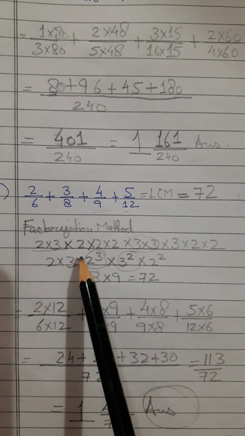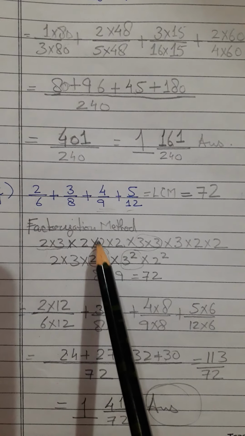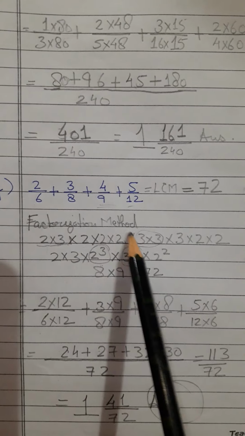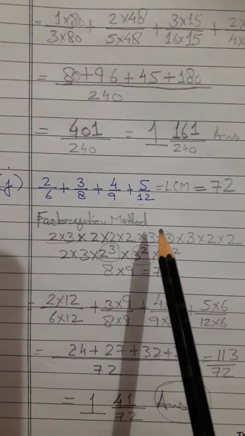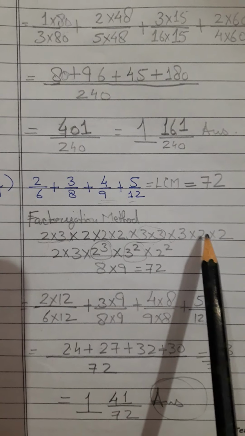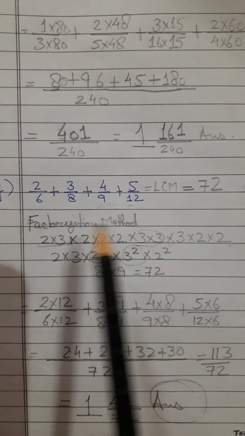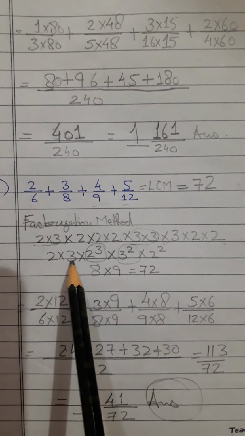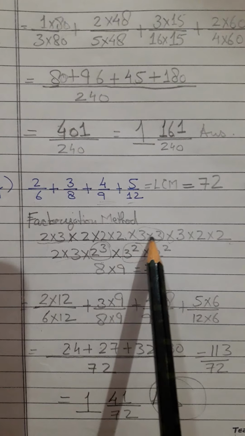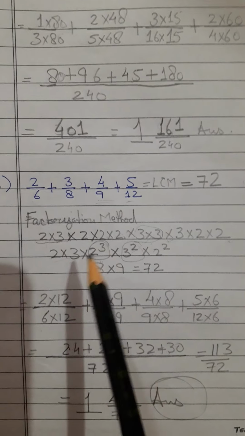8, just use prime factors. 2 into 2 is 4, 2 into 2, right? So you just can use 2, 3, 5, 7, those kind of factors, right? So 2 into 2 into 2 is 8, and 9 is 3 into 3, 9, right? And 12 is 3 into 4, 3 into 2 into 2. Now here, 2 into 3, let it come out like this, into 2 cube into 3 square into 2 square. So now see what is happening.